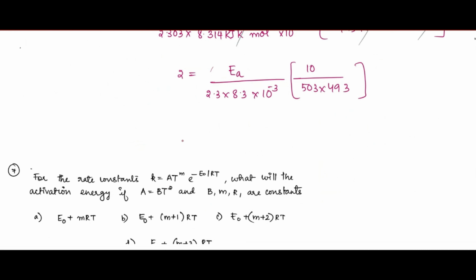Rearrange. Ea is equal to 2 into 2.3 into 8.3 into 10 to the power minus 3 into 503 into 493 divided by 10. Check how much you get and tell me.